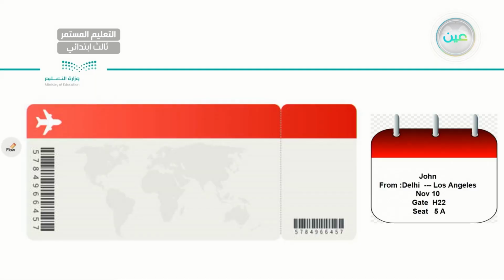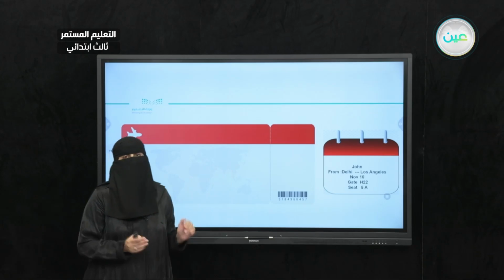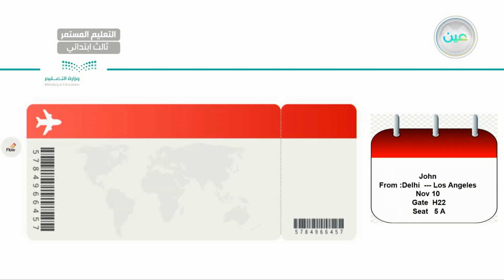So, we will be focusing, as I told you, on the boarding pass. Here I have an empty boarding pass, right? It's empty. I have no information on this boarding pass. But to your right, I have written some of the information that we will help each other try to find in the actual boarding pass. So let's read. Here I have the name of the passenger, John, from Delhi to Los Angeles. Okay, this is the departure, the arrival. November 10th, that would be the date. Gate H22, seat 5A. Okay, so again, these are the most important information you need to see and check in your boarding pass. Remember, this is an empty one, okay?